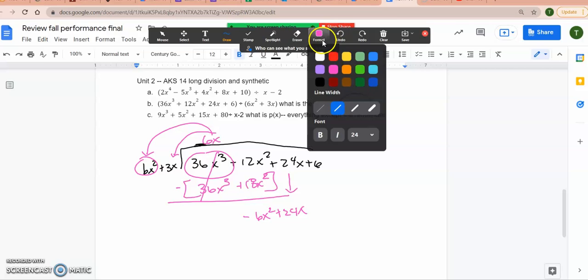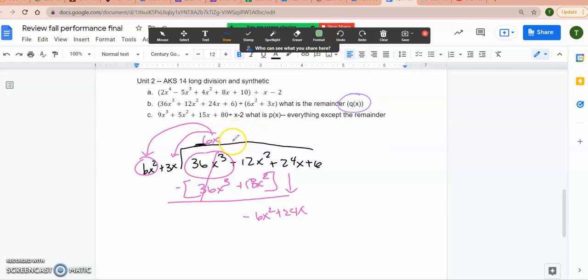Then you're going to do this whole process again. You're going to say what times 6x squared will give me negative 6x squared. That's negative 1. Negative 1 times everything on the outside is going to give me negative 6x squared minus 3x. I'm going to change my sign and draw my line. These cancel. 24x minus negative 3x is going to give me 27x. Bring down this next term.